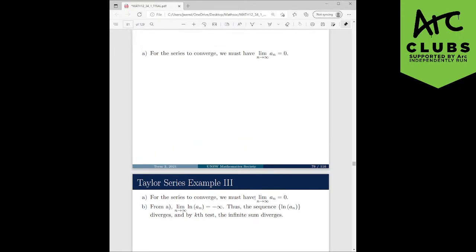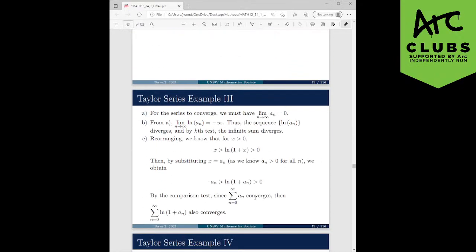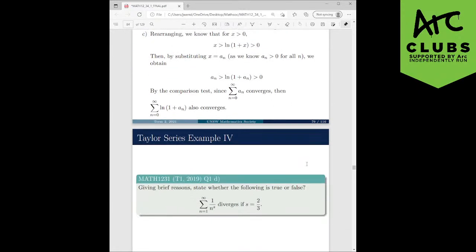And that's also what they mean by explain your answer or give reasons. Of course, you have to show working, but one of the main things is naming the test. So here it is, the comparison test. Pretty cool, pretty nice.